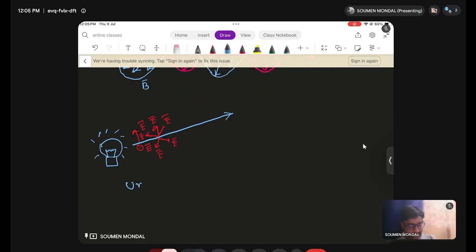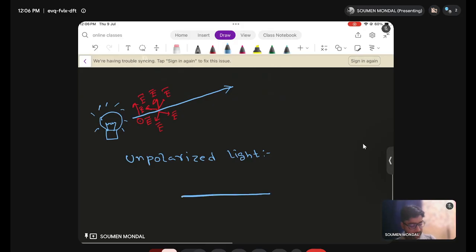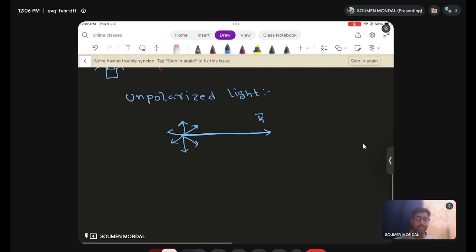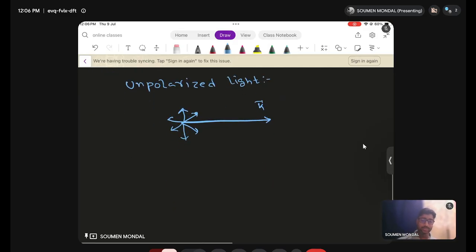So that is unpolarized light. The electric fields are oriented in all possible directions and the light is traveling in that direction. Now if the electric field of the light wave is oriented in a particular direction in all the waves coming out from a source, then we call the light a polarized wave.